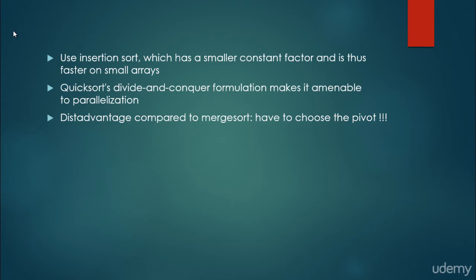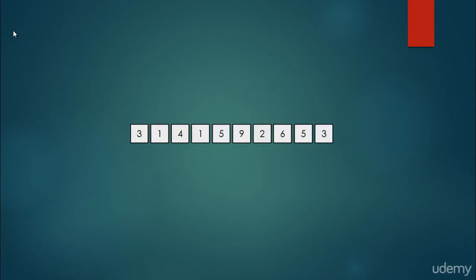But as I said earlier, the main disadvantage of quicksort compared to merge sort is that we have to choose the pivot. Okay, so let me show the illustration.